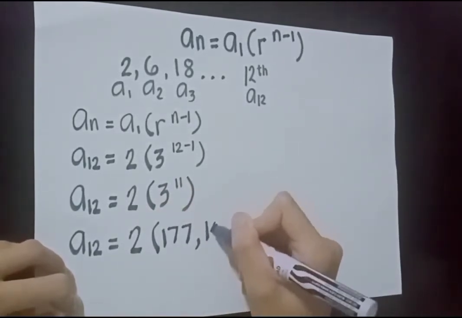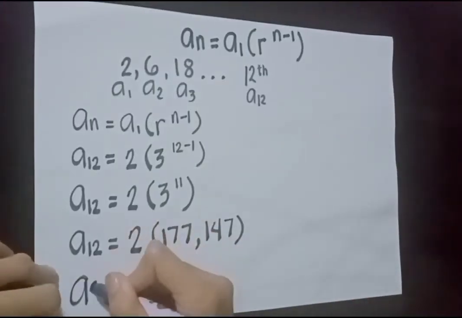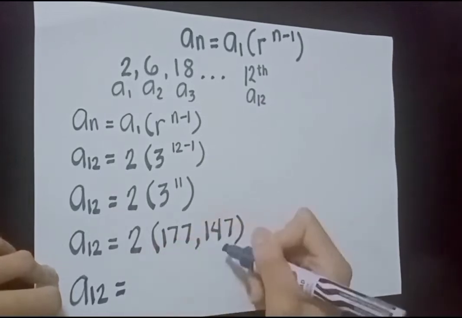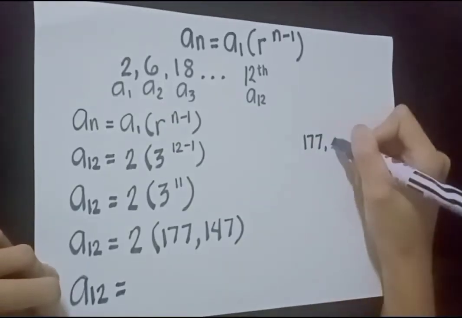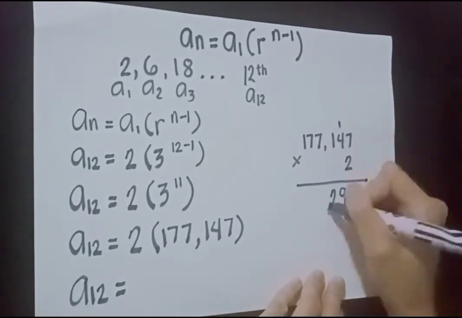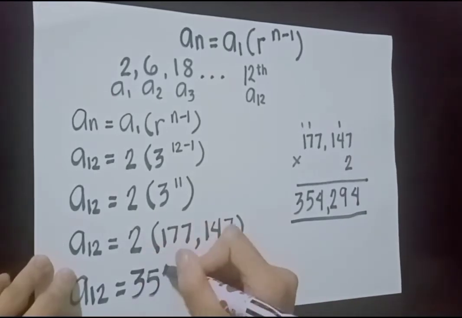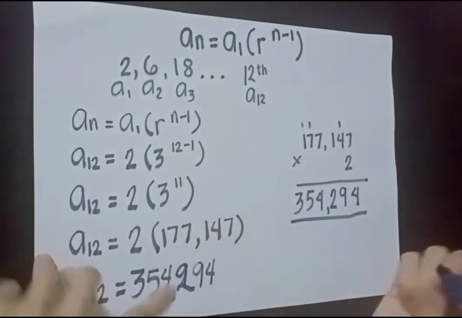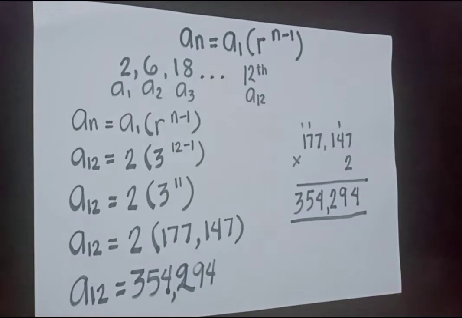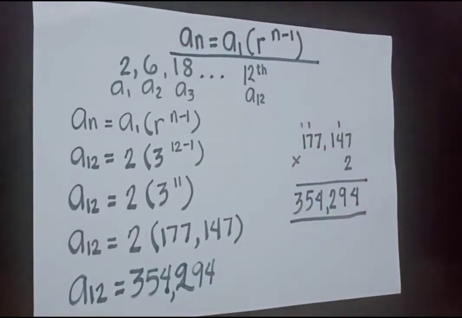177,147. Next, we will multiply the remaining numbers. 2 times 177,147 is 354,294. So our 12th term is 354,294. So in finding the nth term of a geometric sequence, we will use this formula.